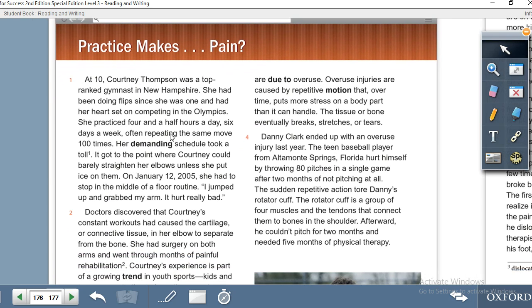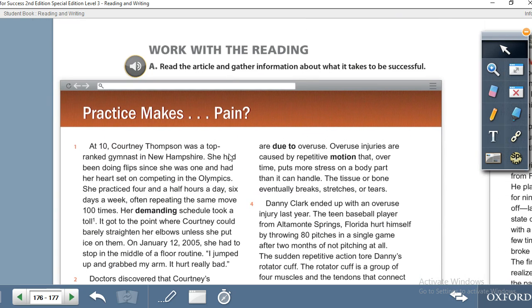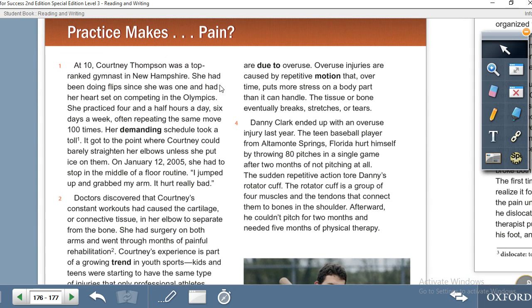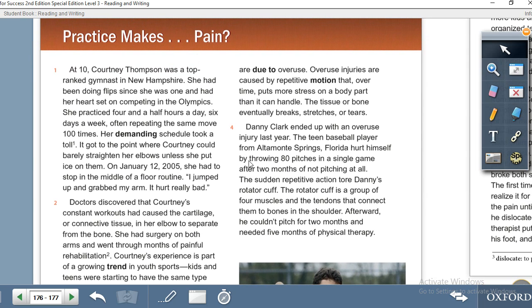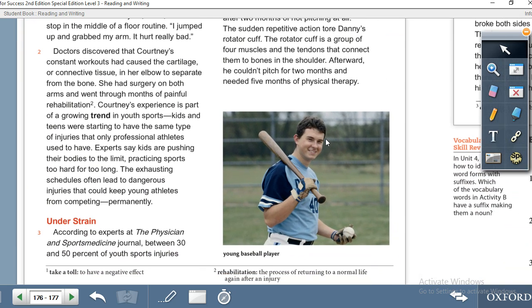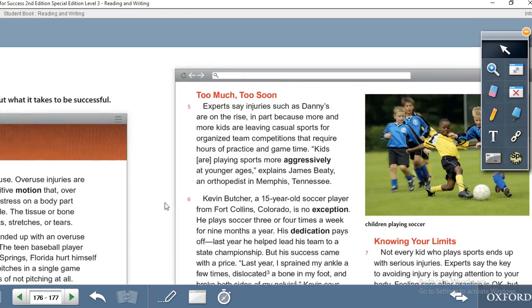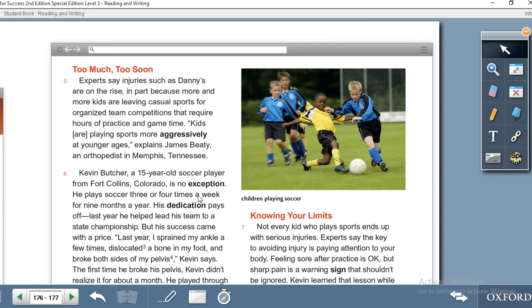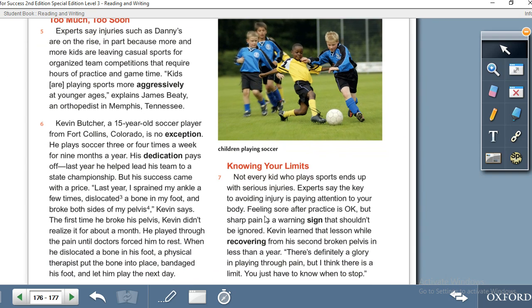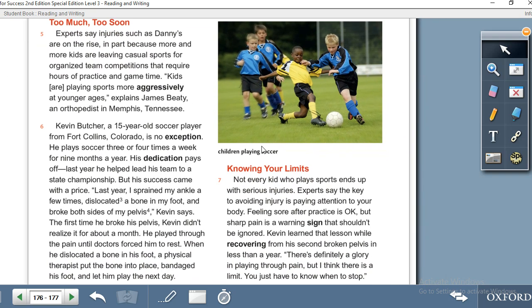Let us now turn over to page 176. So page 176 has your reading. This is reading 2, Pain Makes Perfect. You are going to read through this article. This is a picture of a young baseball player. So as you can see, the article continues. On page 177, they have a picture of children playing soccer.